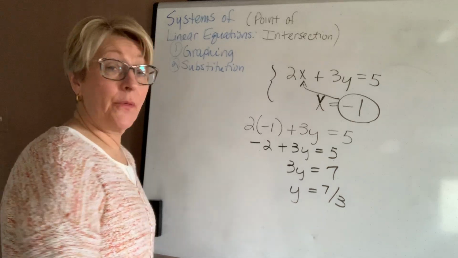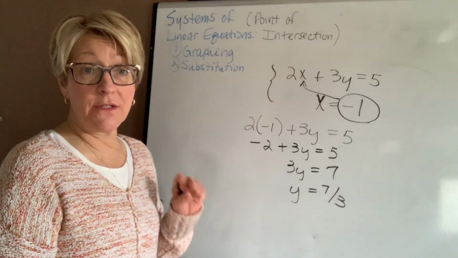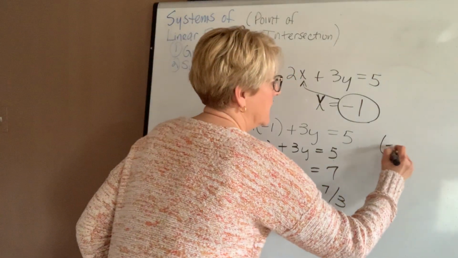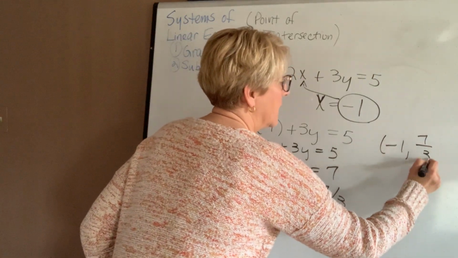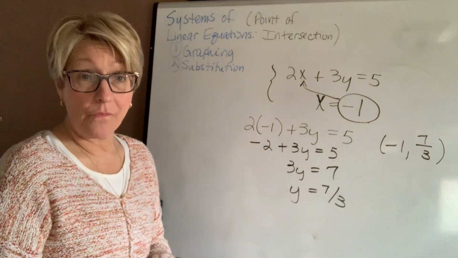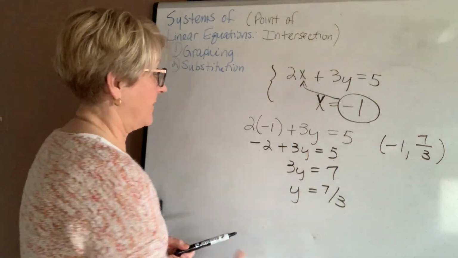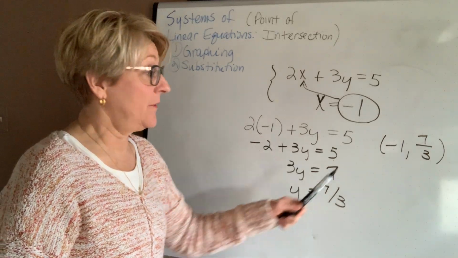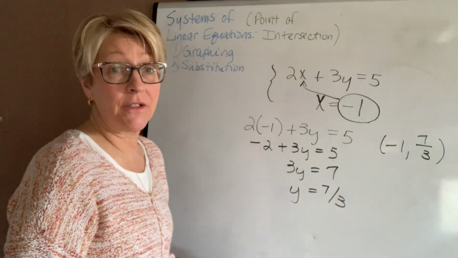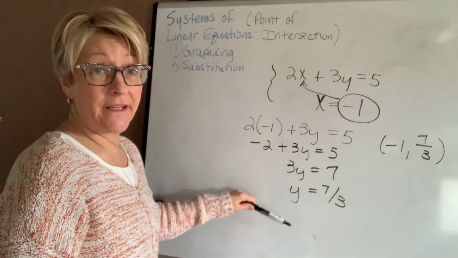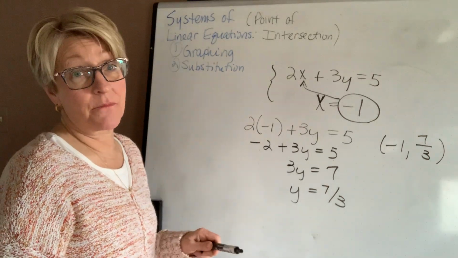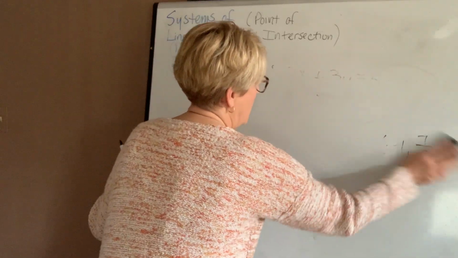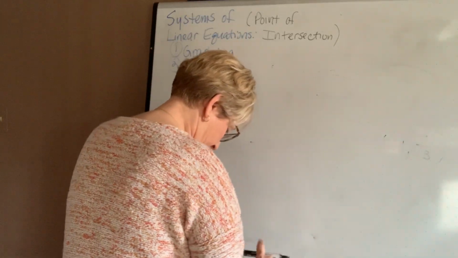So the solution to this system, the point where they intersect, is (-1, 7/3). So I kind of think this is easier, getting to the point of intersection algebraically instead of graphing it. Let's look at another one.